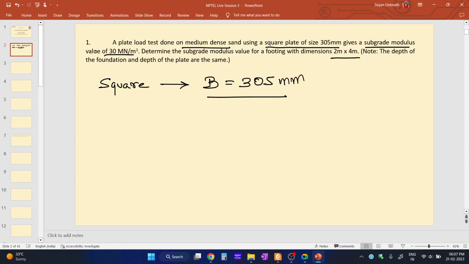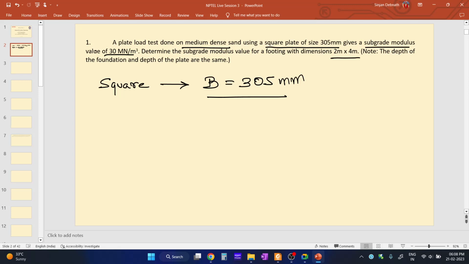Suppose you are doing a plate load test using a bigger plate, like 75 centimeter by 75 centimeter. So you need to incorporate the size effect. And suppose you are doing a test using a 305 millimeter square plate, and you want to find out the subgrade modulus for the footing, like in this question here, it is 2 meter by 4 meter. So a plate basically is a small model of a big shallow foundation, right? So we need to incorporate the effect.